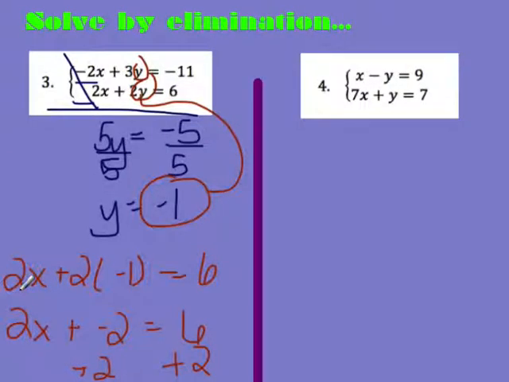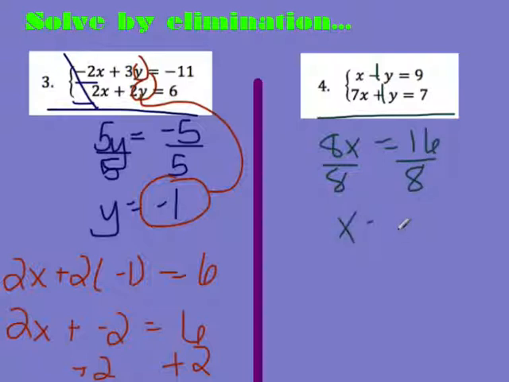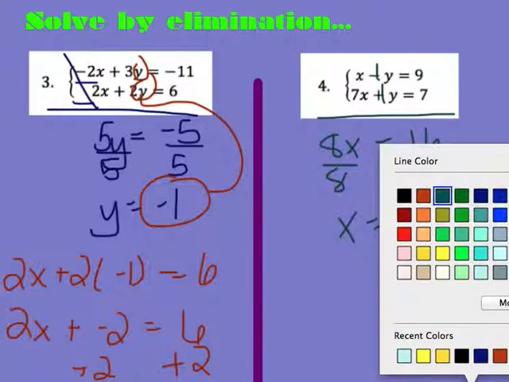Let's take a look at number 4. So for number 4, again, I focus on my y's and I see that I have a +1 and a -1 for the numbers being multiplied outside of the y's. That means I can go ahead and just add down the columns. x plus 7x is going to give me 8x. 9 plus 7 is going to give me 16. So now we're ready to solve this for x. So I'm going to go ahead and divide both sides by 8, and that gives me that x is equal to 2.